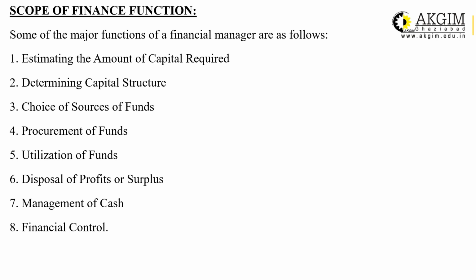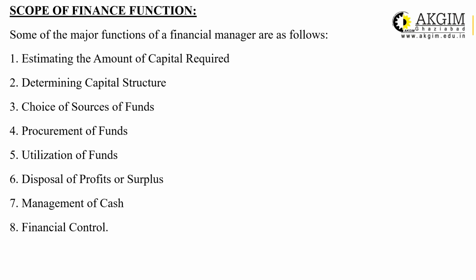Then utilization of the funds, how to utilize. This is again a type of decision taken by the finance manager. It is within the scope of the finance function, how to utilize the fund. From step number 1 to 4, you have to arrange from where you will get the funds. But at point number 5, you have to decide what the best utilization of the fund is. Obviously, the company will generate profit if the utilization of the fund is optimal.